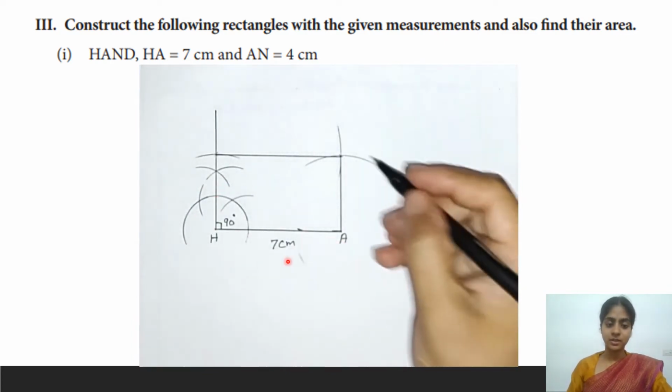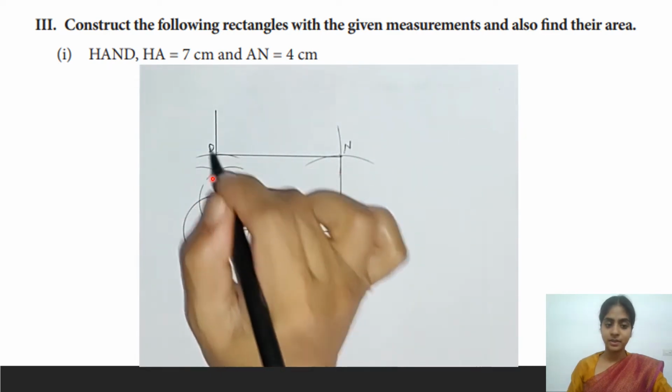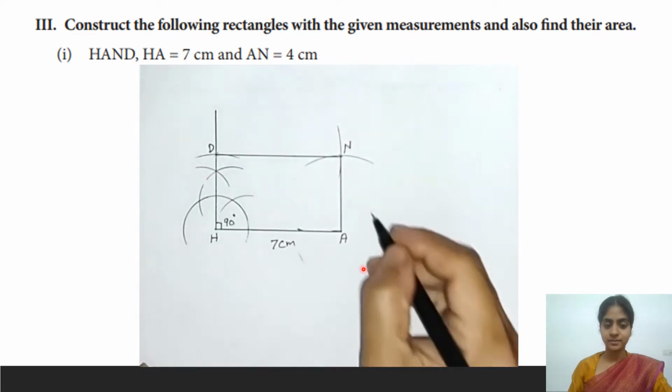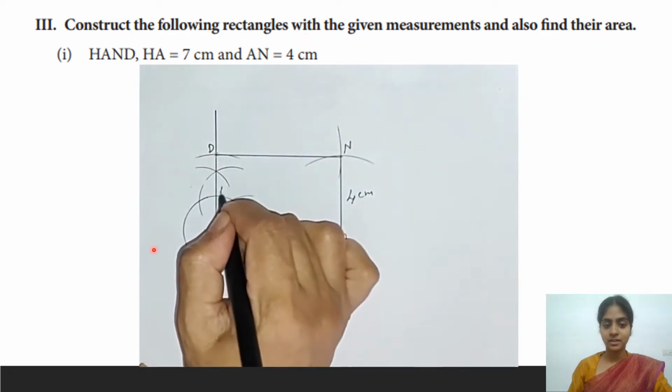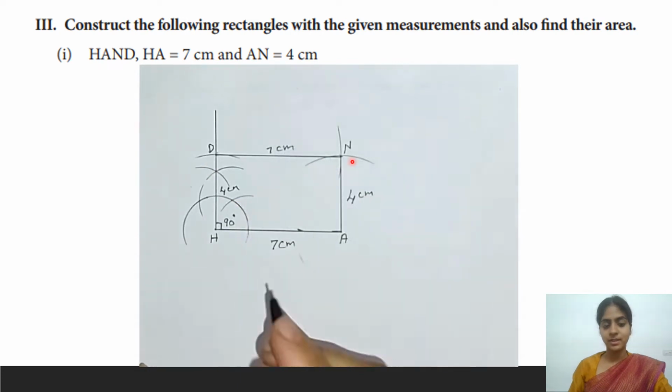Once all the rectangle drawing is done, make sure to mark N and D. So the rectangle HAND is ready. Also mark 4 centimeter AN. Similarly, HD will also be 4 centimeter, DN will be 7 centimeter.